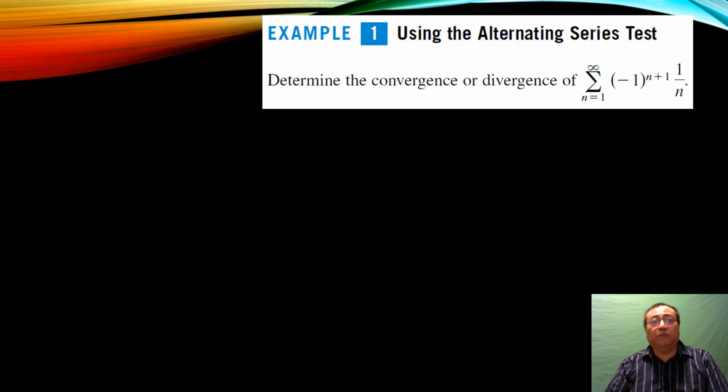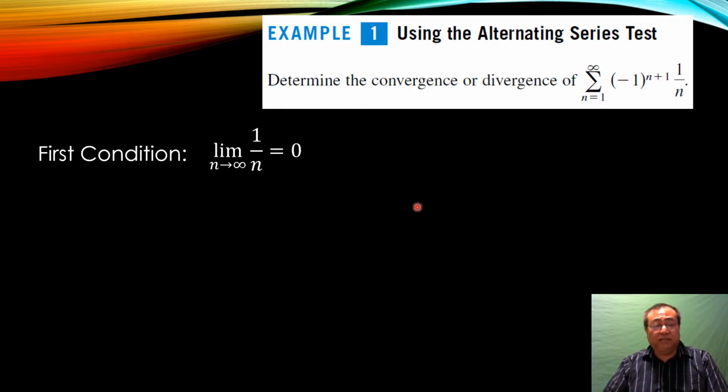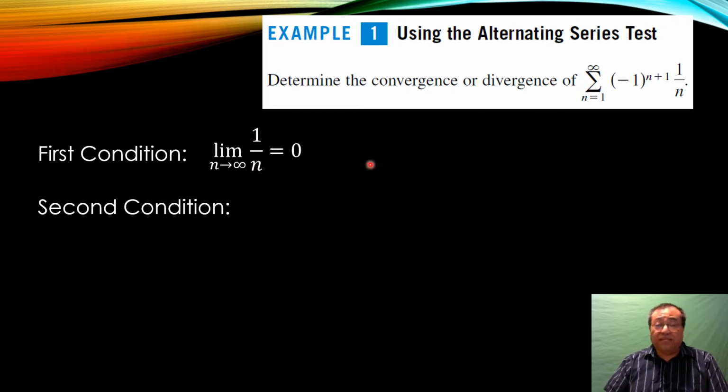Here's the first example. Remember, this 1 over n by itself is the harmonic series, but we're going to make it an alternating series by adding this negative 1 to the n plus 1 power. So it is an alternating series simply because of that. And we know the terms go to 0. As n goes to infinity, 1 over n will go to 0. So it passes the first condition.